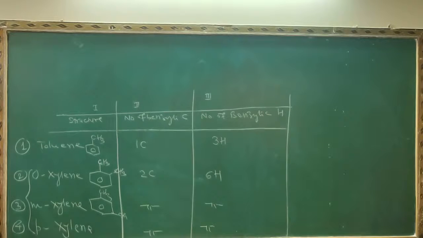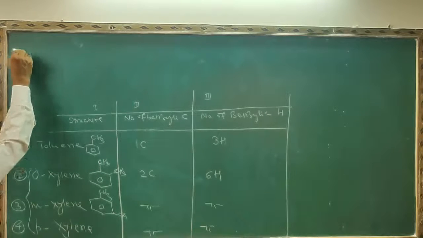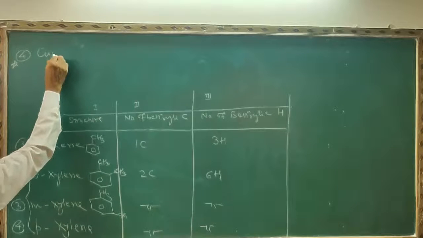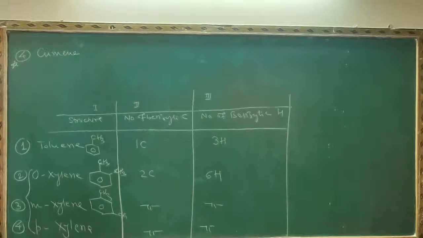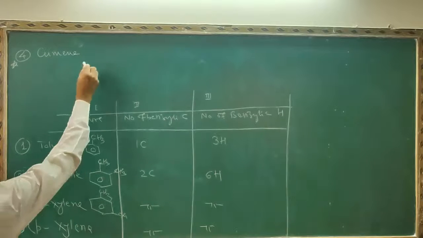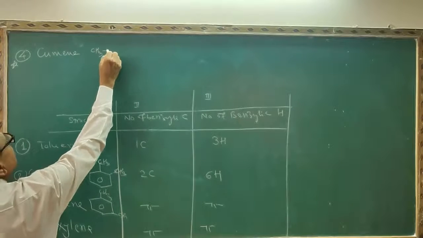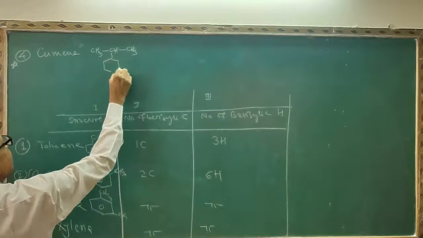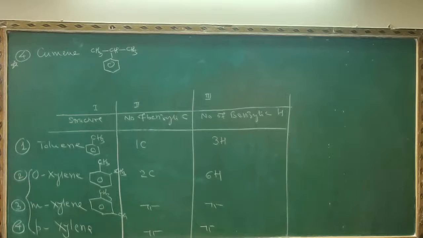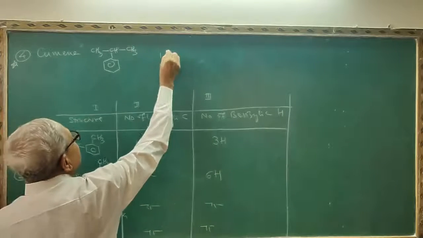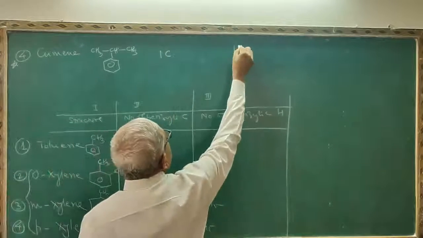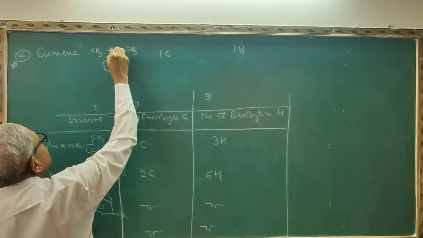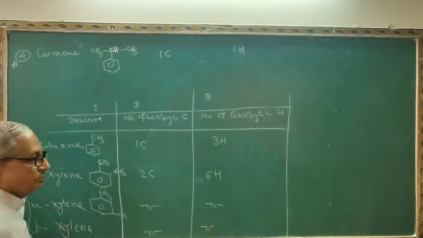Now take example number 4 here. This is a very important example. Cumene. And the formula for cumene is CH3 CH CH3 attached to the benzene ring. So it contains only one benzylic carbon as well as only one benzylic hydrogen. See, this is your benzylic carbon and this is your benzylic hydrogen.